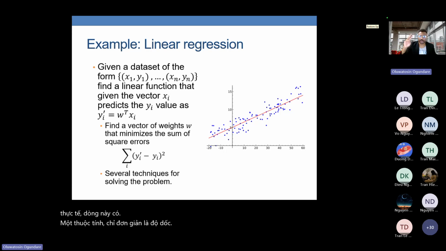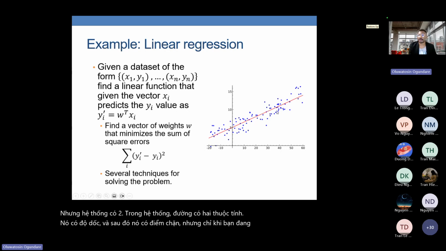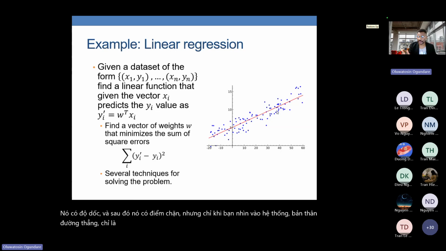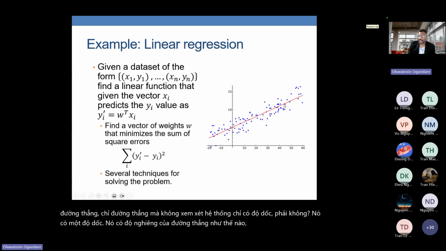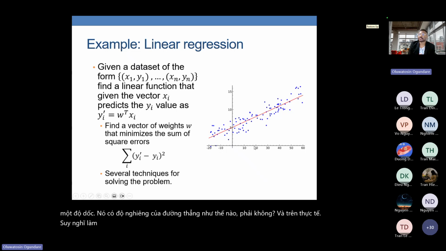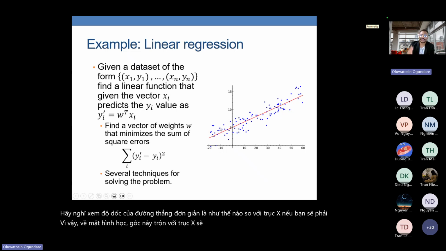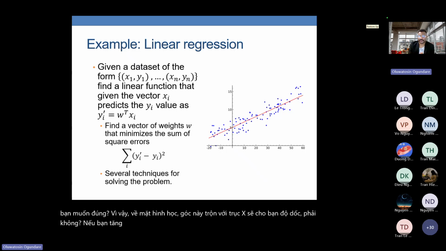But the system has 2, in the system, the line has 2 properties. It has a slope and then it has the intercept, but only if you're looking at the system. The line itself, just the line without considering the system, only has a slope, right? It has how inclined the line is, right? And in fact, the slope of the line is simply in relation to the x-axis, if you will, right? So geometrically, the angle this makes with the x-axis would give you this slope, right? If you increase the angle, then the line would be more steep. The slope would go up.